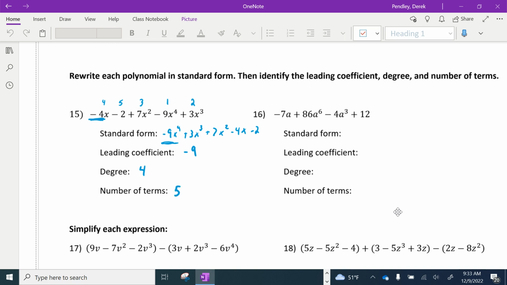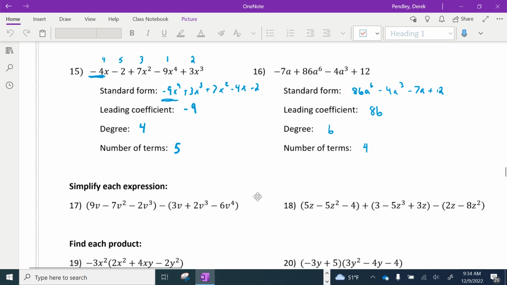Over here in standard form, I'll go quicker. Remember, you do not put the zeros in for placeholders. That's only for division. So in standard form, you do not do that. So 86a to the 6th minus 4a cubed minus 7a plus 12. Our leading coefficient is 86, our degree is 6, and the number of terms is 4. Okay, so I know this is having a hard time keeping up with me, but go ahead and fill them in here.